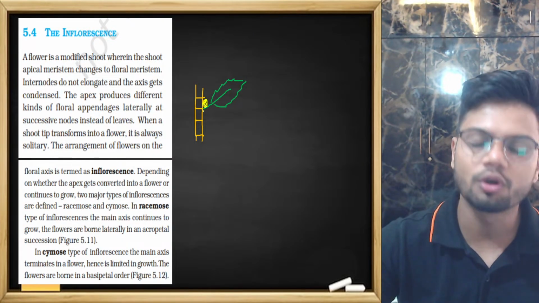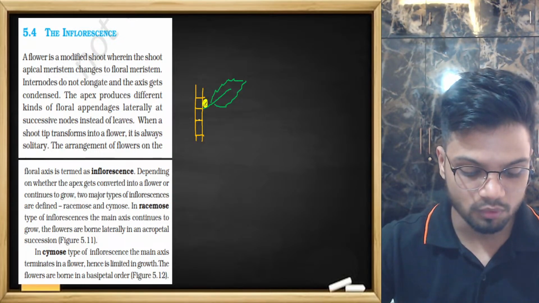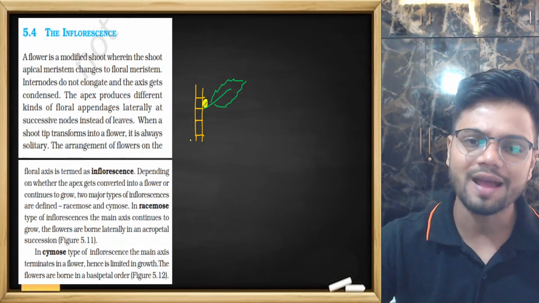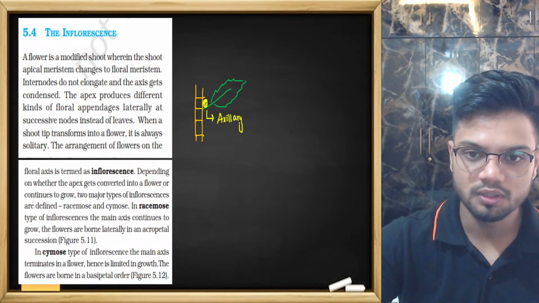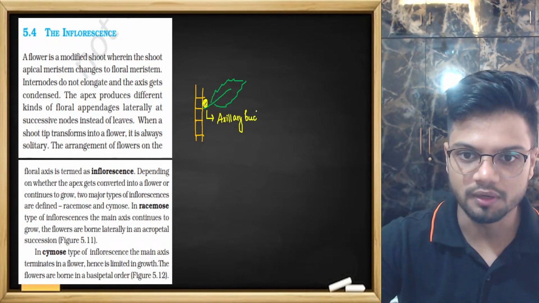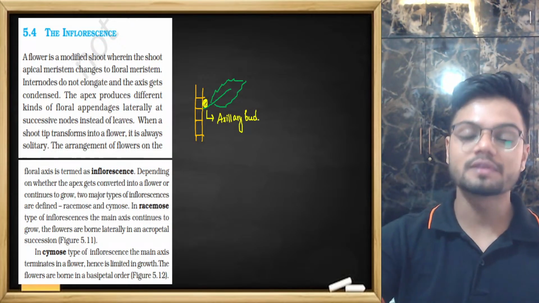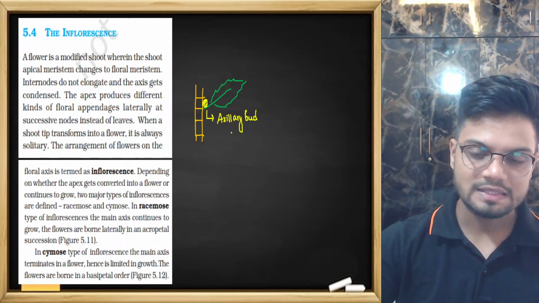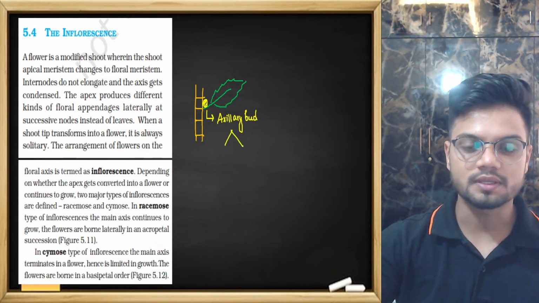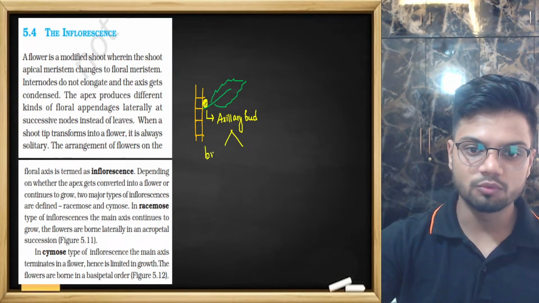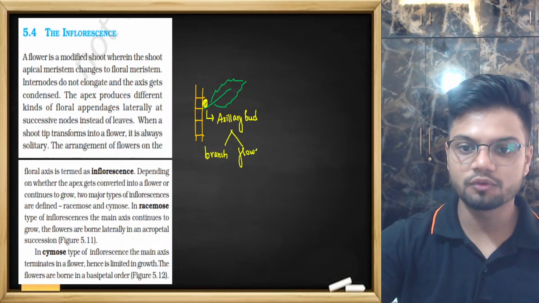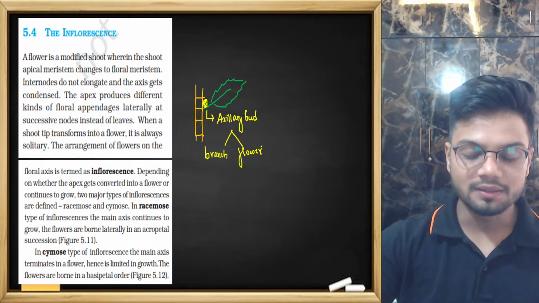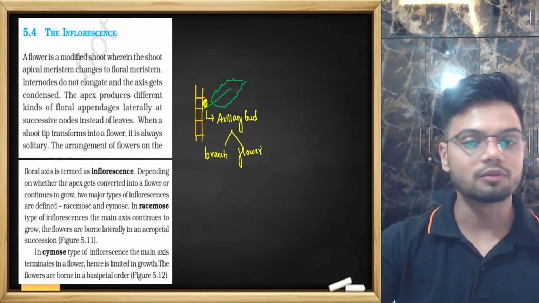Can anyone in the chat tell me what this bud present in the leaf axil is called? It is called the axillary bud. Now students, in the previous class, didn't I mention this axillary bud can develop into two things? It can either develop into a branch or it can develop into a flower.